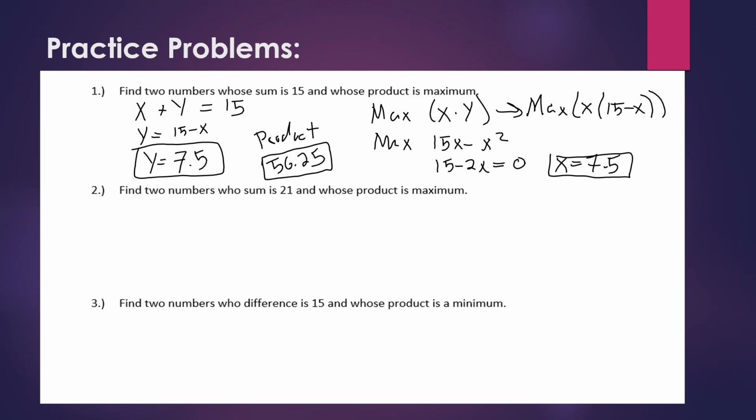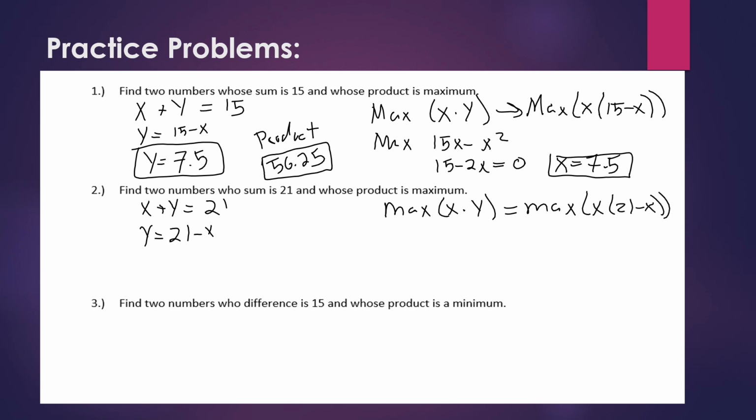So let's take a look at number 2. It says find two numbers whose sum is 21 and whose product is a maximum. So same kind of situation here, two numbers, so x plus y, and they equal 21. And then we're trying to maximize x times y. So let's go ahead and solve for one of the variables. Y is 21 minus x, which means that we're trying to maximize x times 21 minus x.